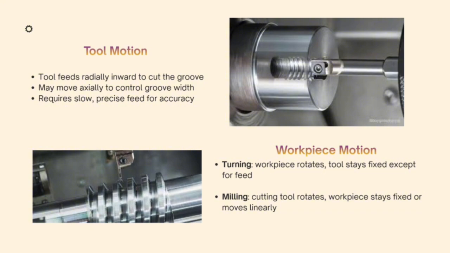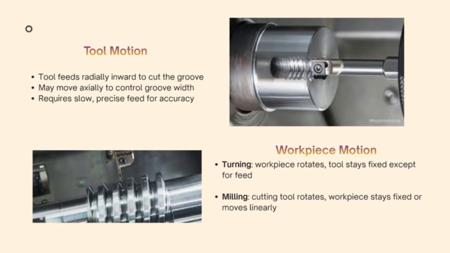Next, I will explain the tool motion. For tool motion, the tool feeds radially inward to cut the groove. This means the cutting tool moves directly towards the center of the workpiece to form the groove. The tool may also move axially to control the groove width, so this movement helps achieve the required groove dimensions. And because grooving requires accuracy, it requires slow, precise feeding to ensure the groove is clean and consistent.